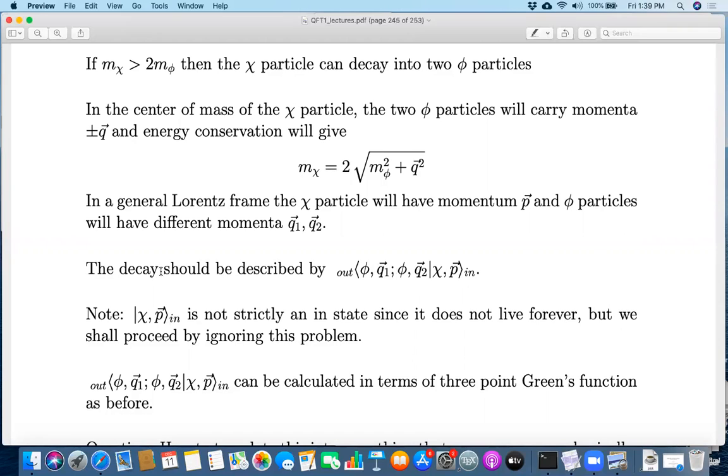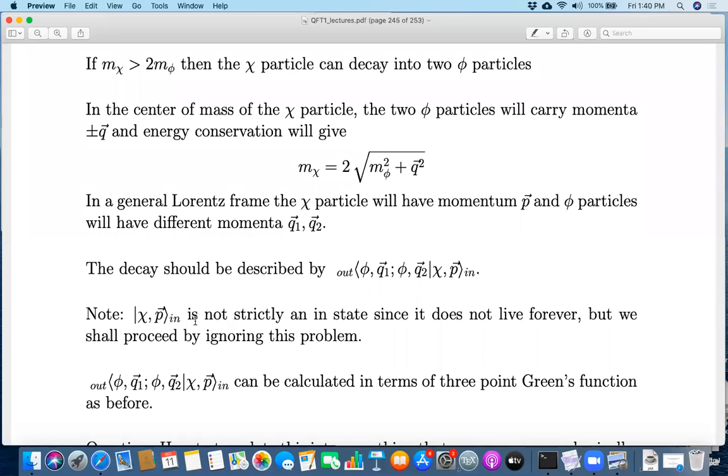Now here we pointed out a problem, and we'll in fact encounter it today again as we start doing the calculation, that this state chi p is not strictly an in state. The reason that it's not strictly an in state is because it cannot exist forever, right? An in state by definition is a state which you can evolve in the far past, and it becomes a well separated particle from the rest that lives forever. But if chi particle has a finite decay probability, if it has a finite half-life, then of course this cannot be true because it couldn't exist forever. But as I said, we'll ignore this problem for now, and see what we can get. Eventually we'll run into this problem again.